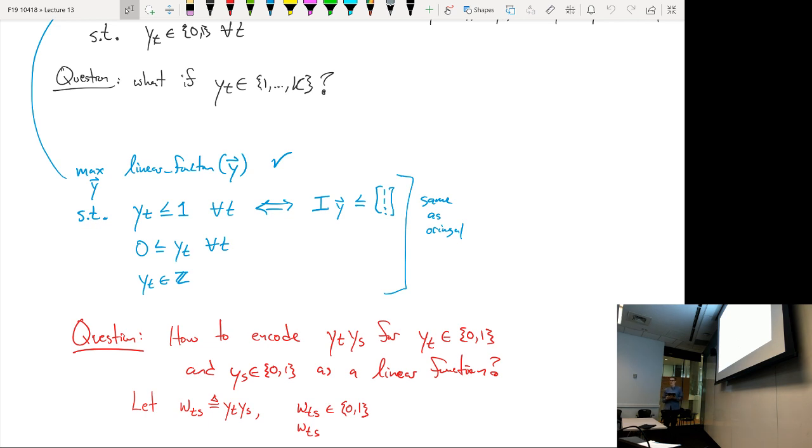WTS is 1 when YT and YS is 1. Yeah, but how can we get that as a linear constraint? Because that's what we really want. But saying it in words is one thing, writing it down as a linear constraint is another. Can you use an AND operator? Yeah, it feels like we need an AND. How can we get AND?